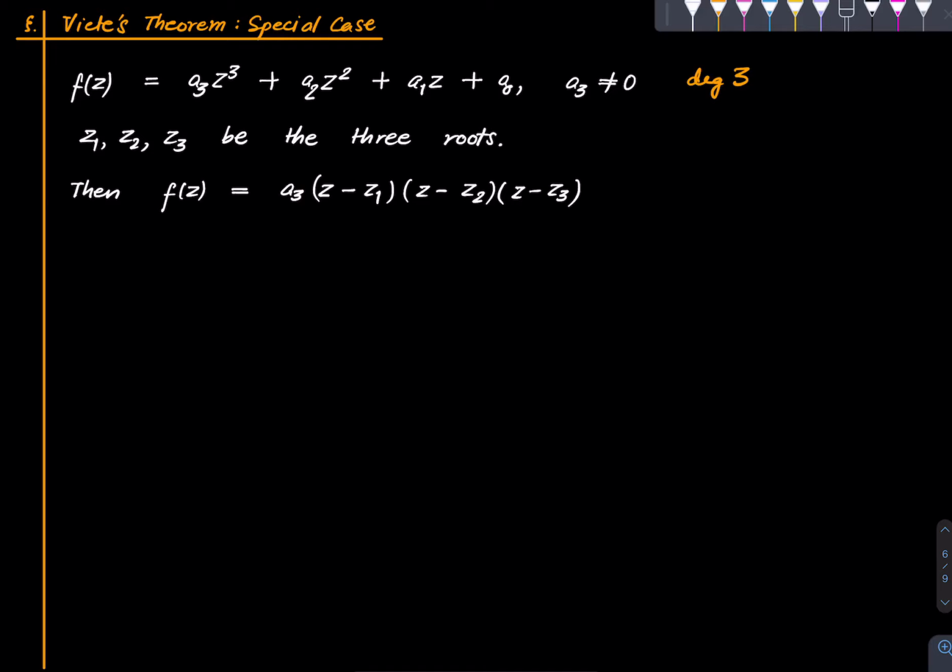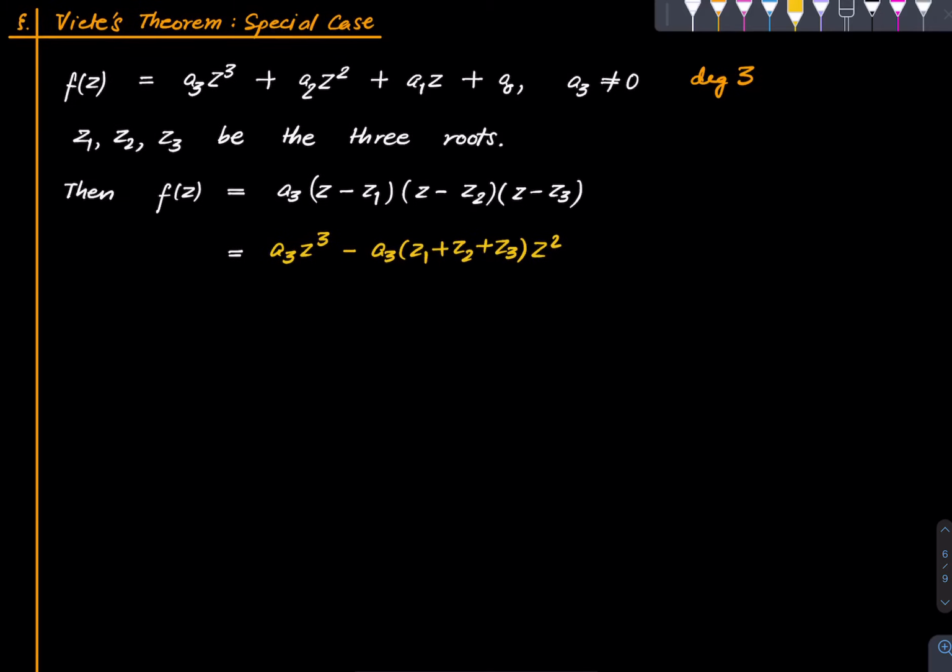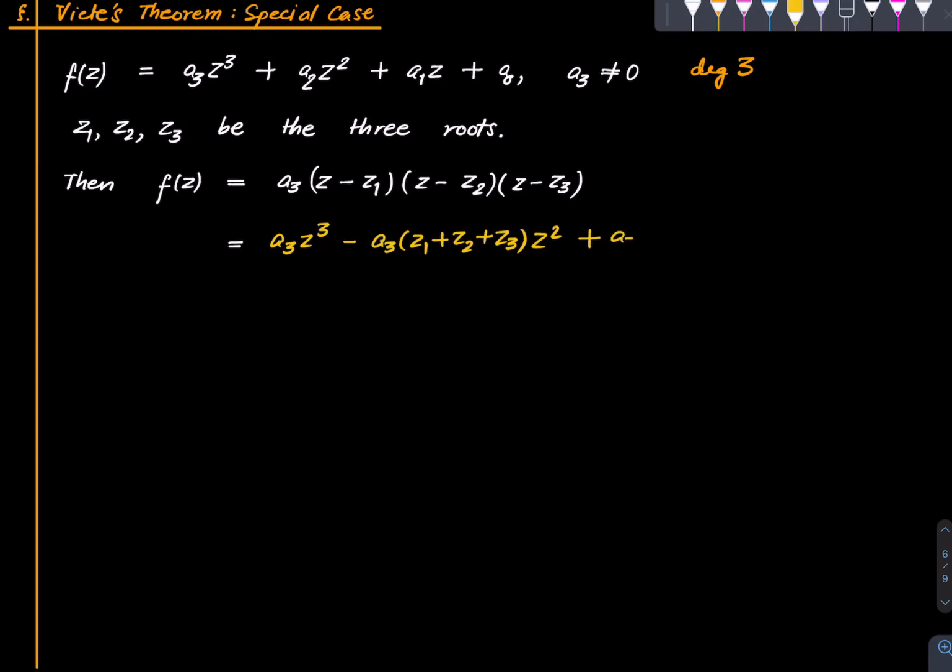One can verify that. So f of z is of this form, and if we expand this, mindlessly, then we get this is equal to a3z³ − a3(z1 + z2 + z3)z² + a3(z1z2 + z2z3 + z1z3)z − a3z1z2z3. So this is just a matter of expanding the brackets.